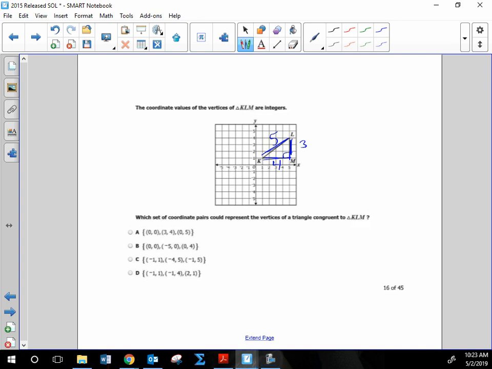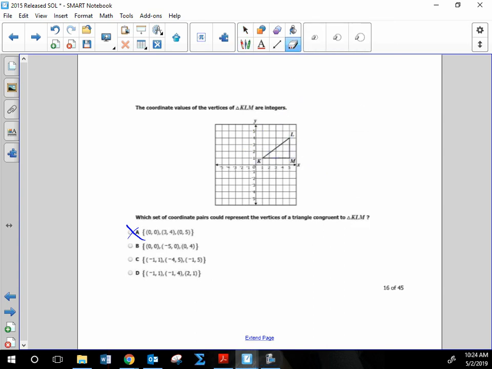Now you could go through and find the distance of each one, or you can plot it on your graph and count. When we do A, we have 0, 0, 3, 4, and 0, 5. Now I have 5 there, but it's not easy to count if that's 3 or if that's 4. So let's take a look at our angle. Is that 90 degrees? Perpendicular lines have opposite reciprocal slopes. Our slope for this one is negative 1/3, and for this one it's 4 over 3. Are those opposite reciprocals? No. So it's not it.